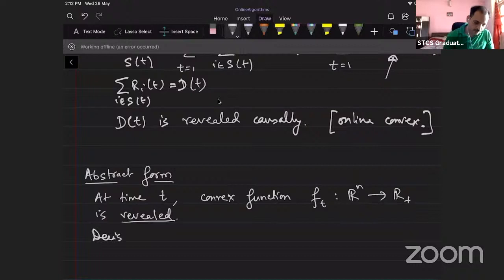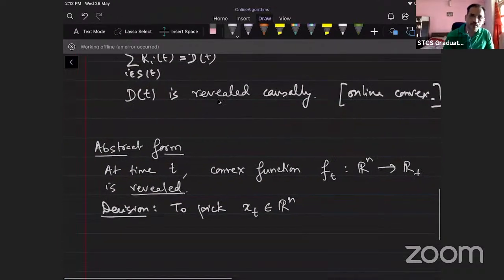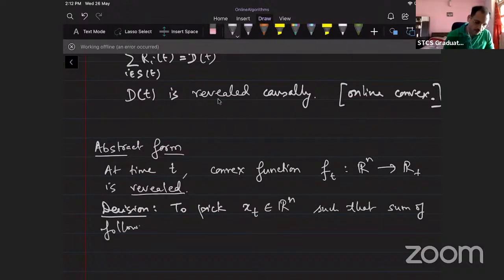Decision to pick x_t at each time t, this decision you have to make belonging to R^n, such that the sum of the following two costs are minimized.